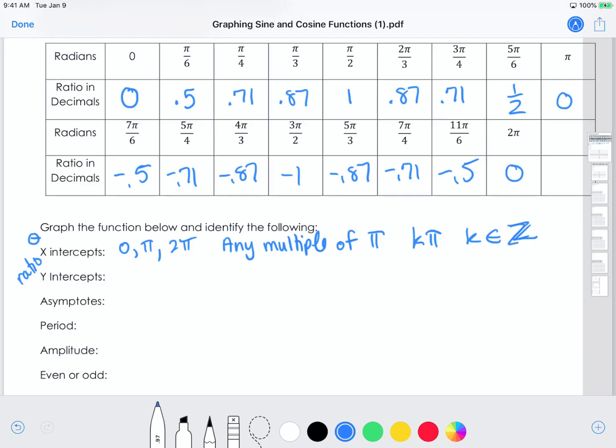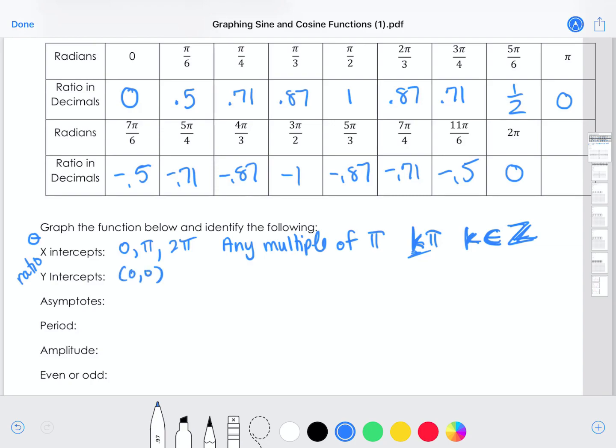The boldface Z represents integers. This symbol here means in the set of, and then of course k is this k in front of the pi. So by saying that k can be any integer, that's saying any multiple of pi. So it could be 2 pi, 3 pi, negative 2 pi, negative 5 pi. This k could be any integer. The y-intercept is only going to happen in one place since this is a function, and that is going to be at the point 0, 0.